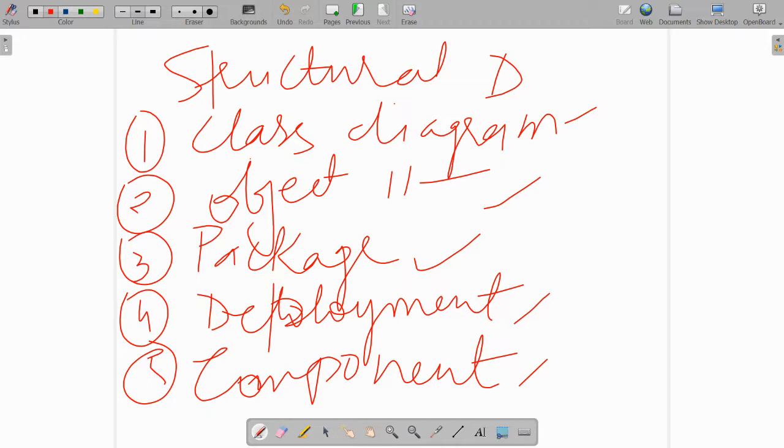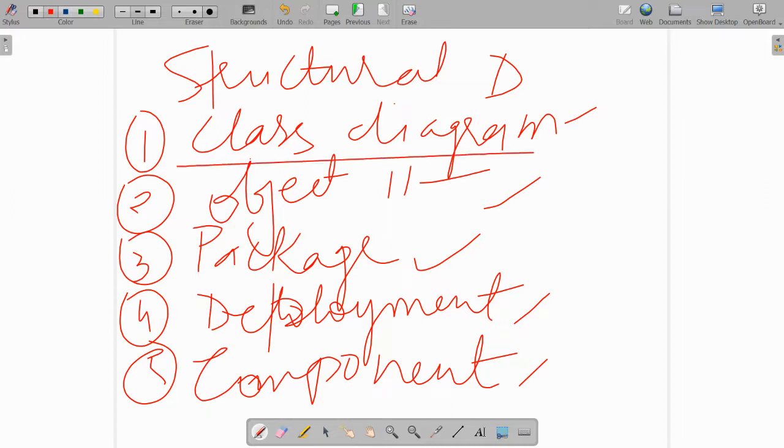Now, in this we will be talking about the class diagram in detail, and we will see how this structural diagram, or the blocks which are important to understand the concept of UML, and how the class diagram is important, because the first diagram which was developed was the class diagram.